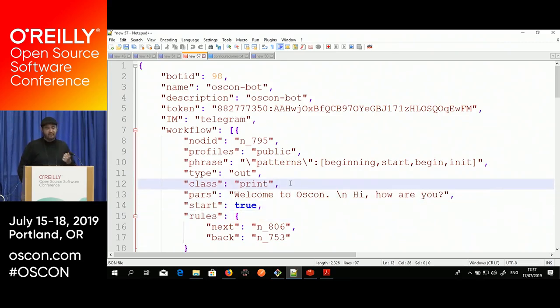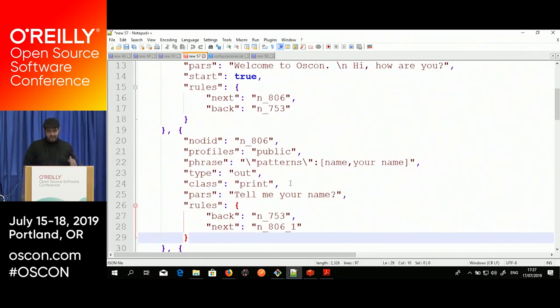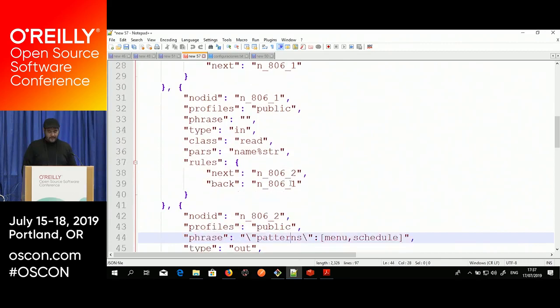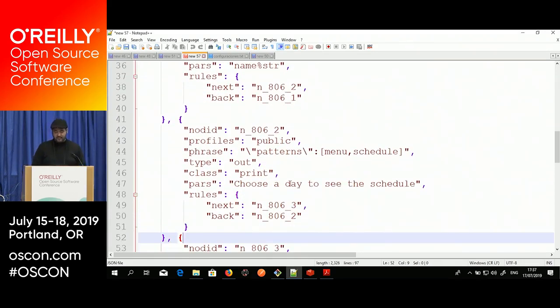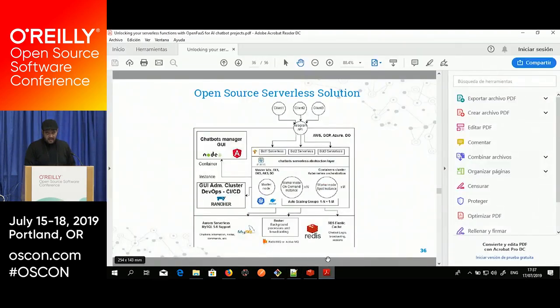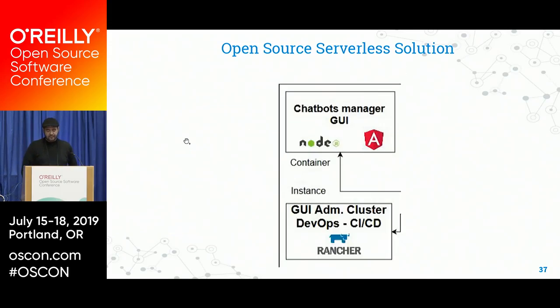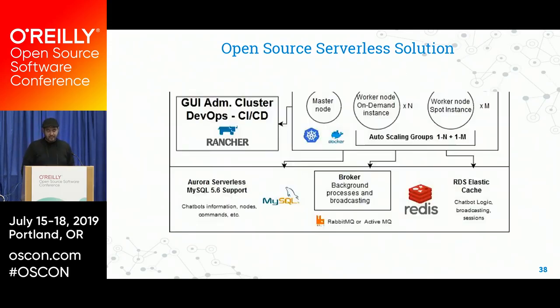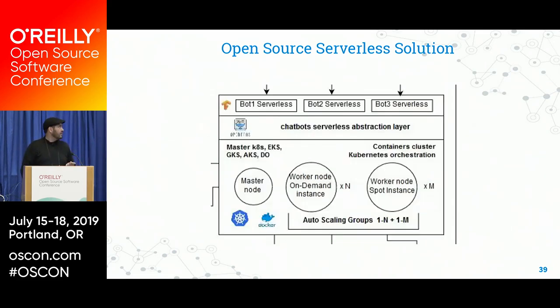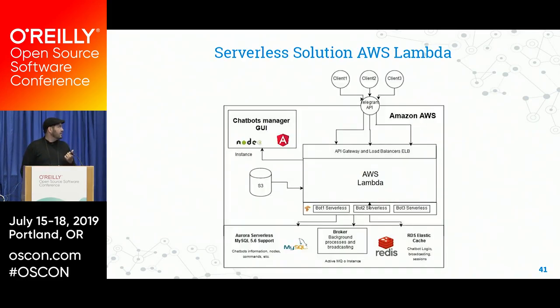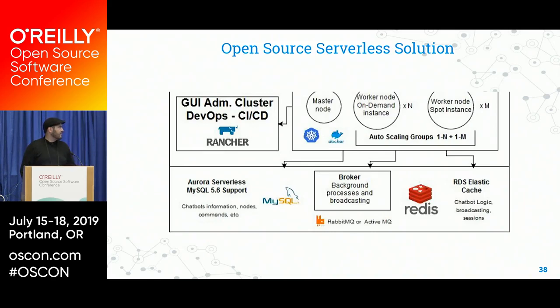So in this example, it's like a sequence program. For example, outprint is like the regular print that shows you information in a chat or in a program. For example, this chatbot asks for your name, and you read information from your chatbot and all different things. The GUI, yeah, you have to build it. Rancher to manage that cluster, and then the NoSQL databases like Redis or MySQL.